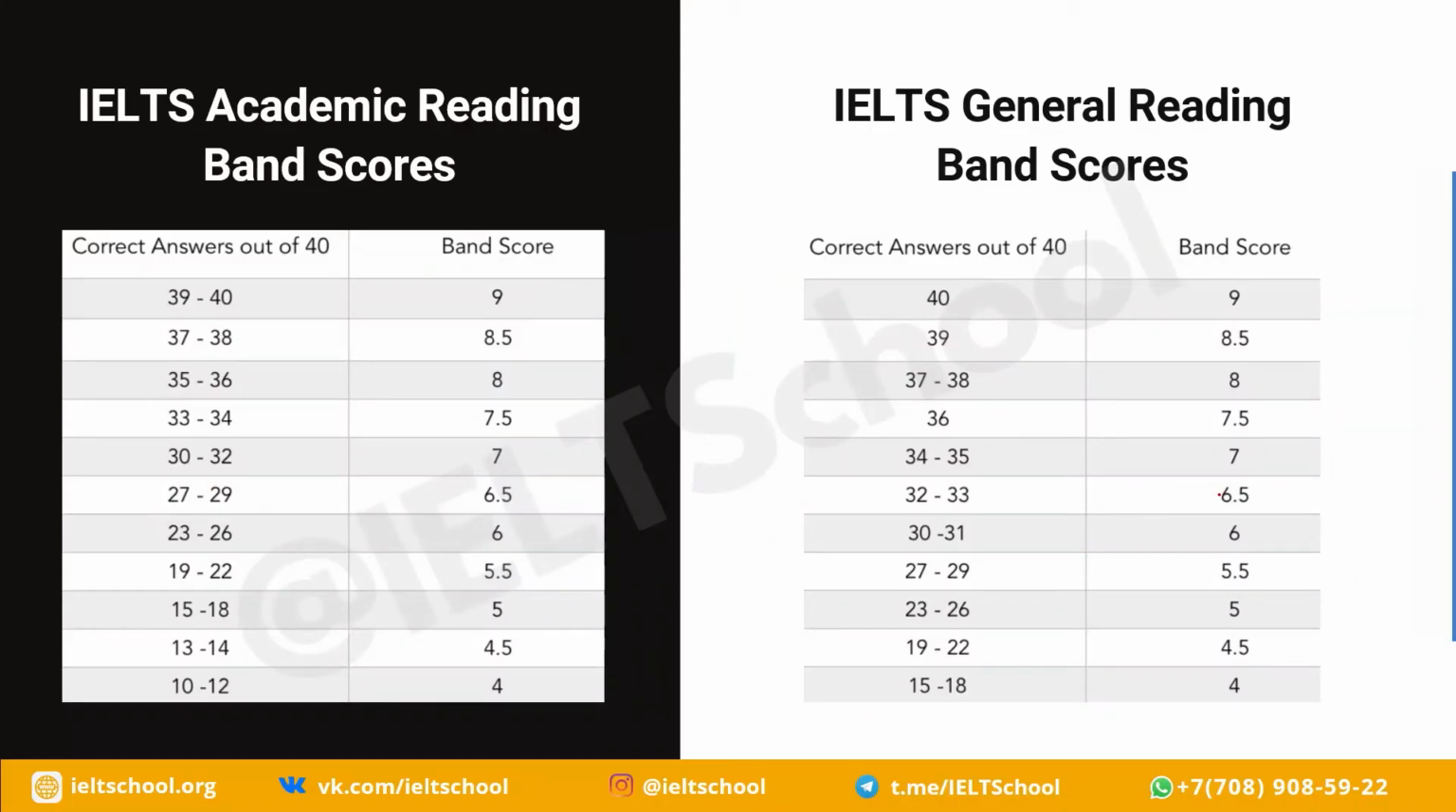Now let's look at the band scores in IELTS Academic and IELTS General. Well, if you want to get band 7, then you need to have at least 30 questions correct out of 40. Whereas in IELTS General Reading, if you want to get band 7, then you need to have at least 34 questions correct out of 40.